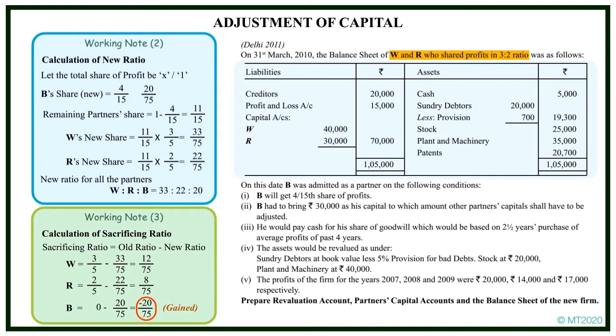partners W and R. So if we check, W's portion sacrificed is equal to 12 by 75 and R's portion sacrificed is equal to 8 by 75. If we sum up this sacrificed share of W and R, it comes as 20 by 75, which is equal to the portion which B has gained. Thus, the sacrificing ratio between W and R is equal to 12 is to 8. If further simplified, it comes as 3 is to 2.